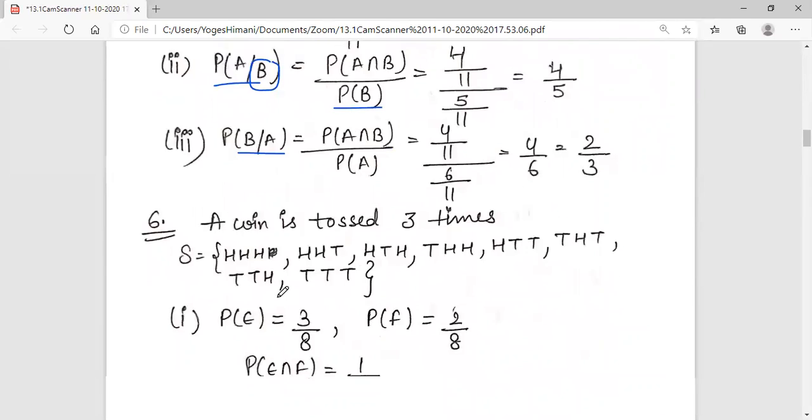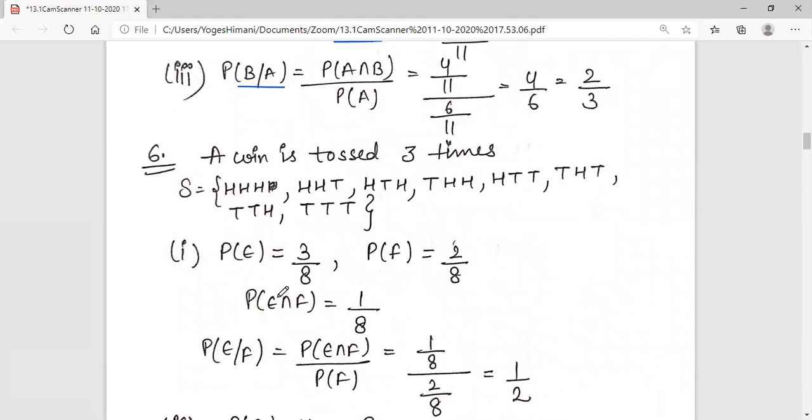Now, question number 6. They are saying a coin is tossed 3 times. And then we will make the sample space when a coin is tossed 3 times. And 3 parts are there. We have to solve them one by one. First, we'll make the sample space when a coin is tossed 3 times.